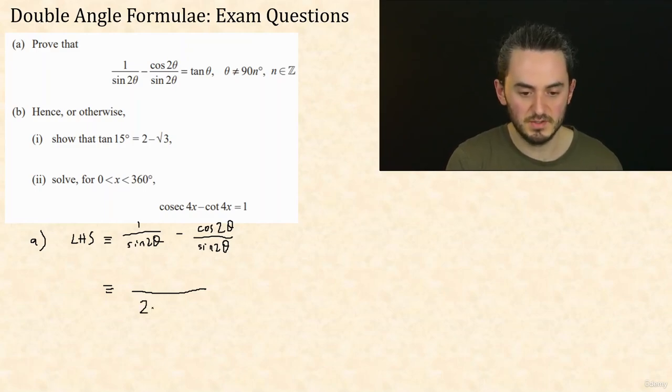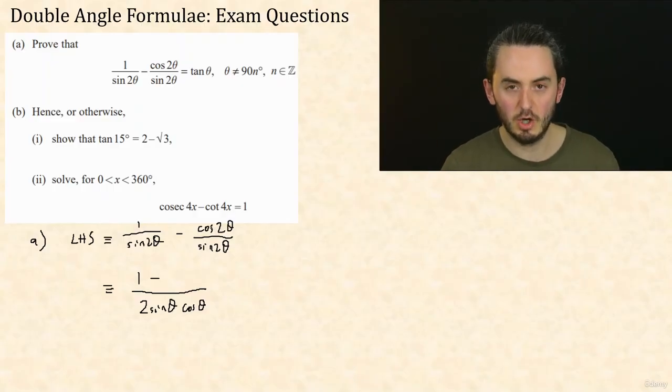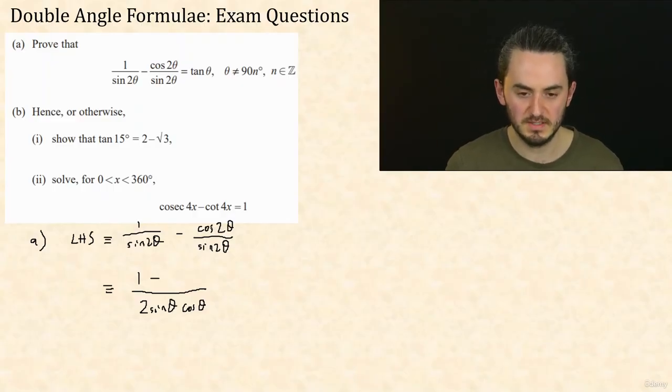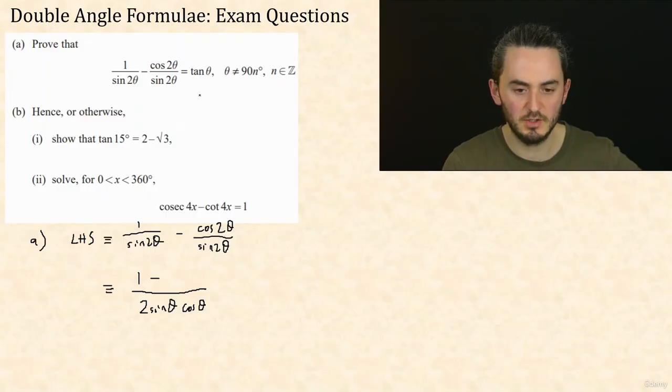So sine 2 theta is 2 sine theta cos theta. And on the top, I've got 1 minus cos 2 theta. Now let's think about this. I've got options for cos 2 theta, so I'm going to look ahead. Where am I heading to?